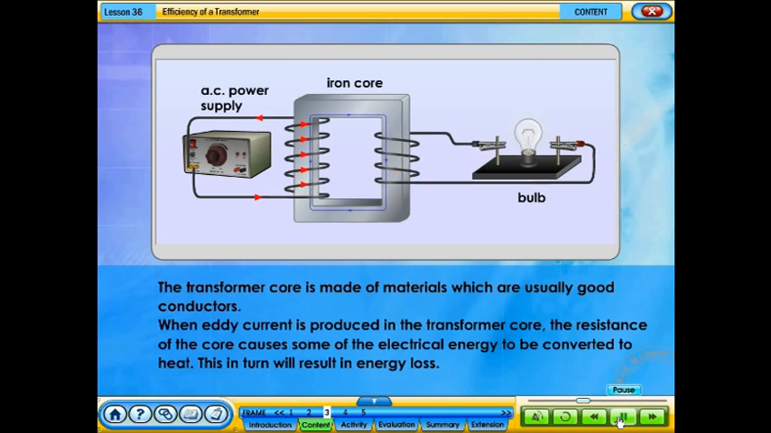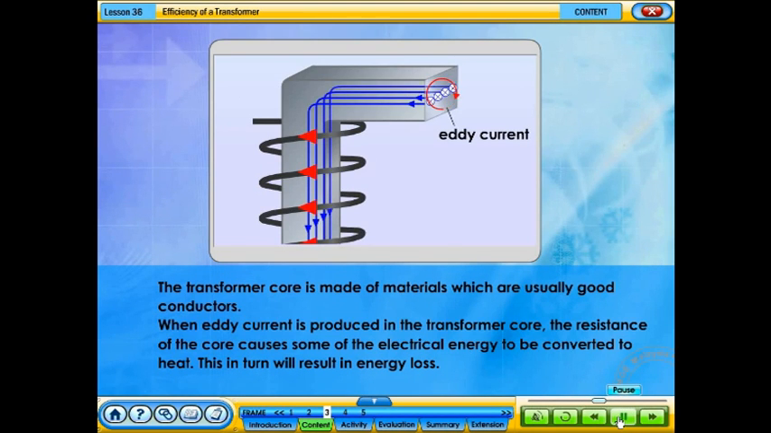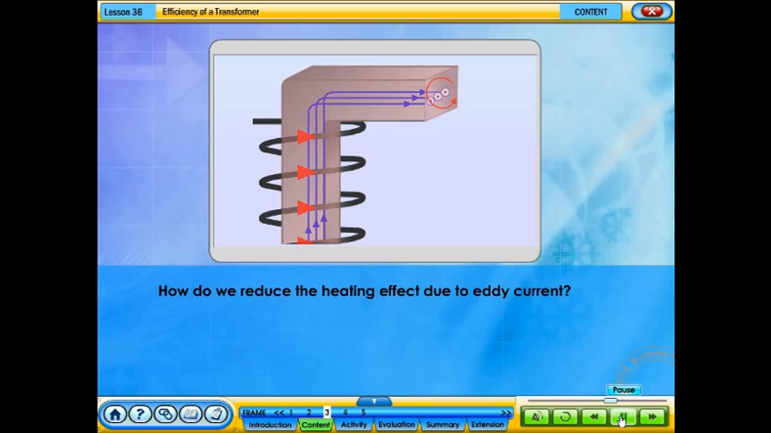The transformer core is made of materials which are usually good conductors. When eddy current is produced in the transformer core, the resistance of the core causes some of the electrical energy to be converted to heat. This in turn will result in energy loss. How do we reduce the heating effect due to eddy current?